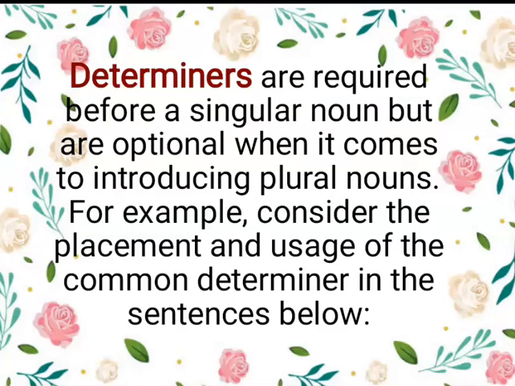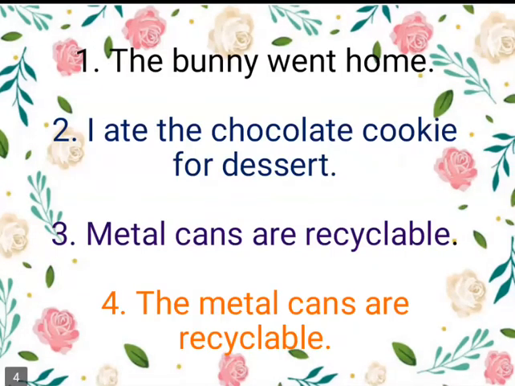For example, let's consider the examples below, because I know you'll be confused about what these determiners are. Let's see just one of the determiners here. Number one, the bunny went home. When you check this sentence, you ask yourself what the noun is, and you know that the noun is bunny. Then the word that introduced the word bunny is "the", and "the" is our determiner. Remember, I said the determiner is the word that introduces the noun or any word that describes a noun.